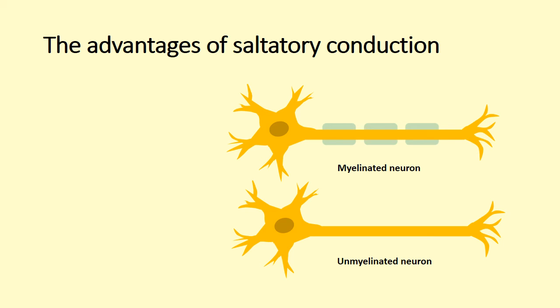Saltatory conduction increases the rate of electrical signal transmission in myelinated fibers. Also, more metabolic energy is saved because the ion exchanges take place only in nodal areas. In unmyelinated fibers, sodium channels are located throughout the axonal membrane, and depolarization occurs in all parts of this membrane. Therefore, the impulse propagation rate decreases while the energy consumption increases.